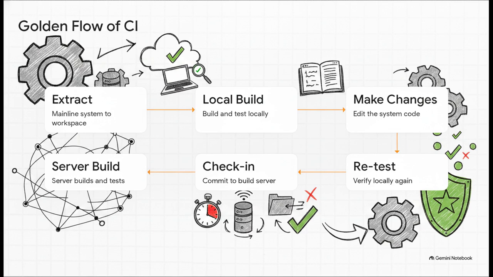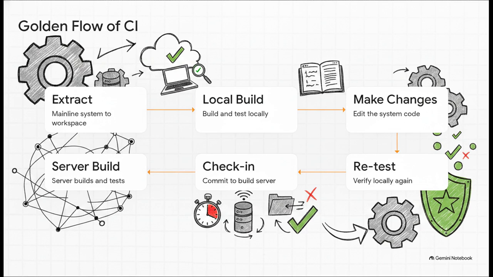Step 2, build and test it locally, just to make sure the baseline actually works before you start messing with it. Step 3, make your specific code changes. Step 4, and this is vital, retest locally. You have to be 100% sure your code passes those private tests. Step 5, check it into the build server.